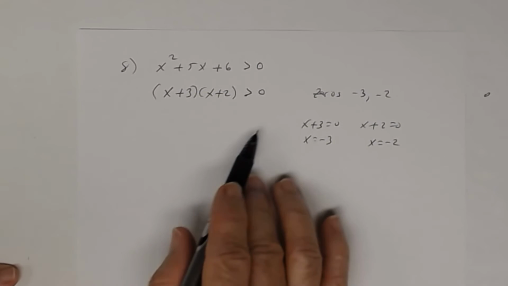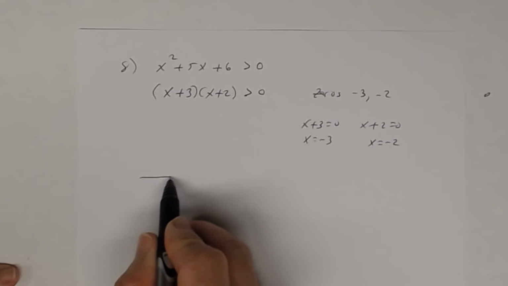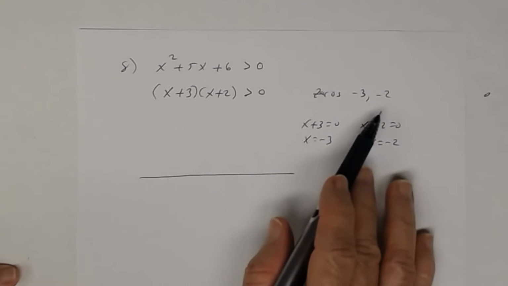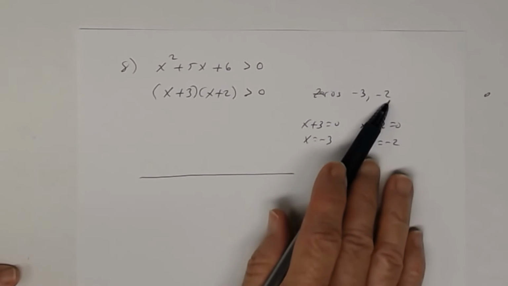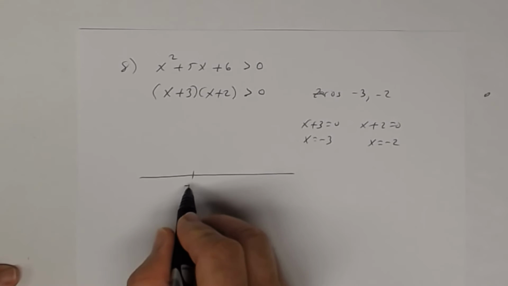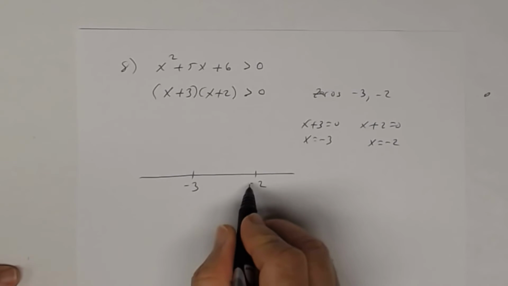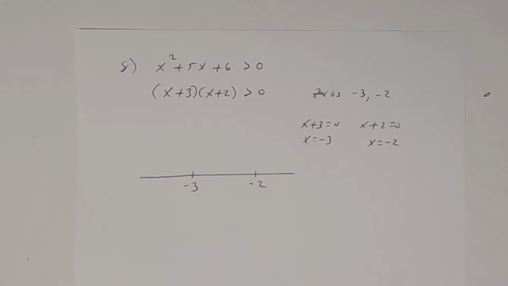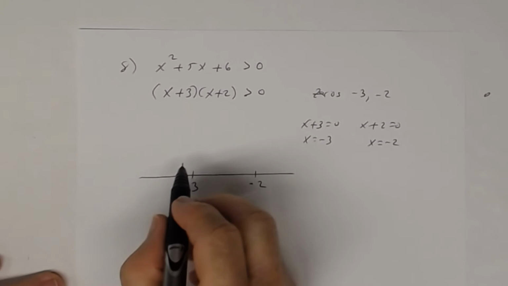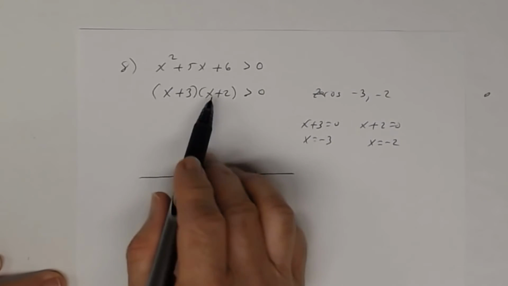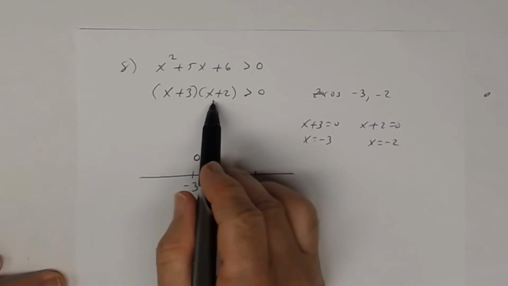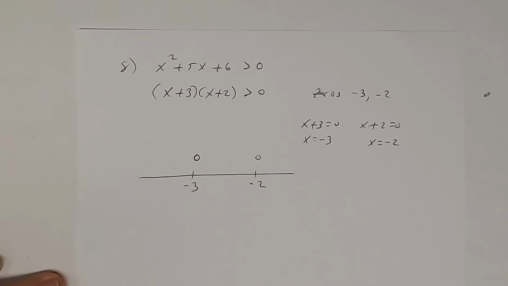Now we've got to remember, you've got to put those zeros on the number line. Make sure you understand that it has to be in correct order from smallest to largest. -3 is smaller than -2. So we're going to put -3 first and then -2. Okay? Now notice those are your zeros, right? That means that when x is -3, this product is 0. When x is -2, this product is 0.